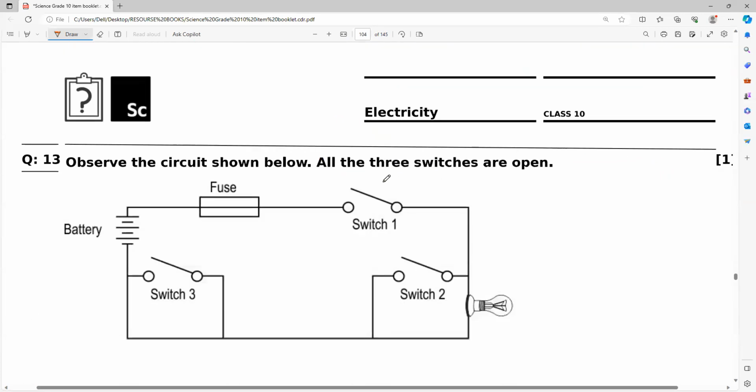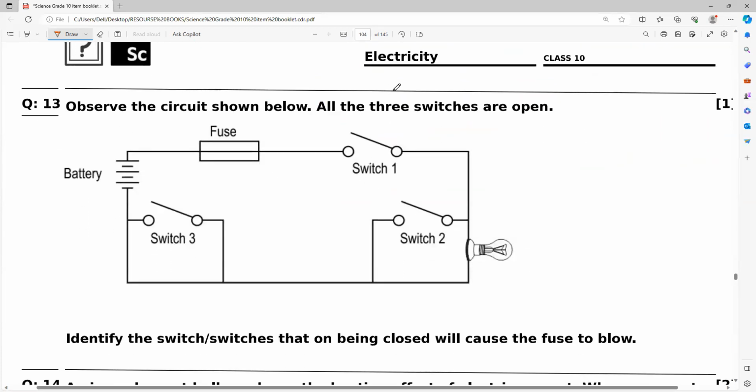Then the most important question is this one. That is what I already taught you in yesterday's class, the offline class we discussed. So observe the circuit shown below. All the three switches are open: switch number 1, switch number 2, switch number 3. Identify the switch or switches that, on being closed, will cause the fuse to blow.